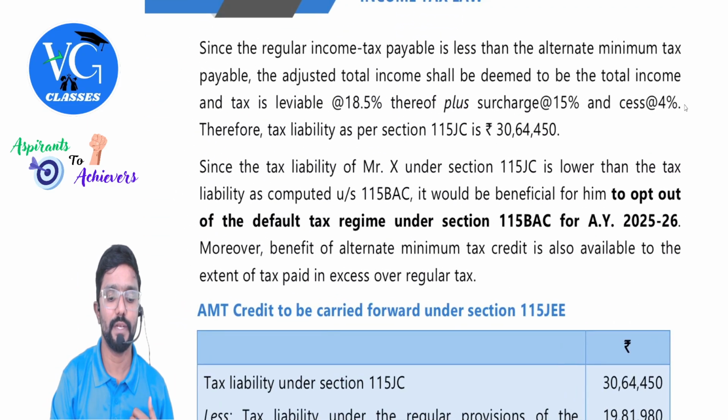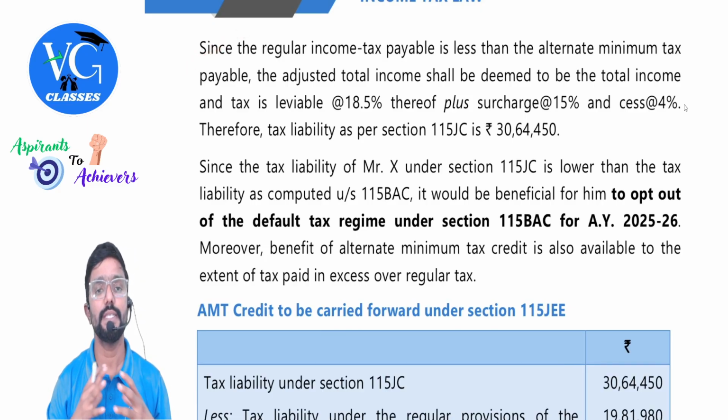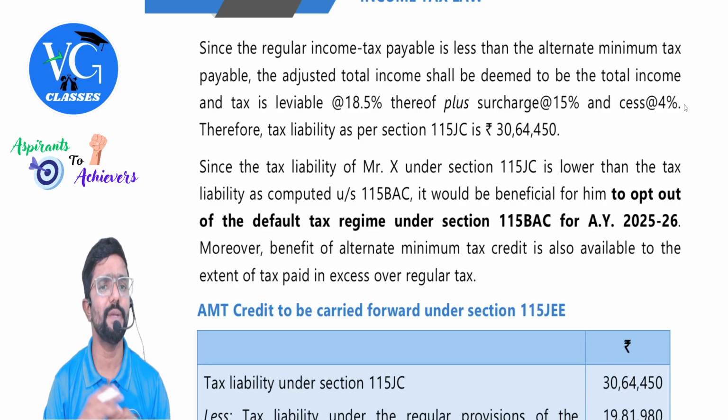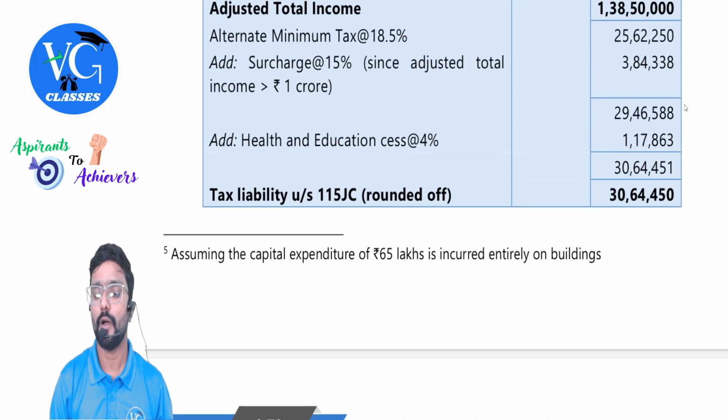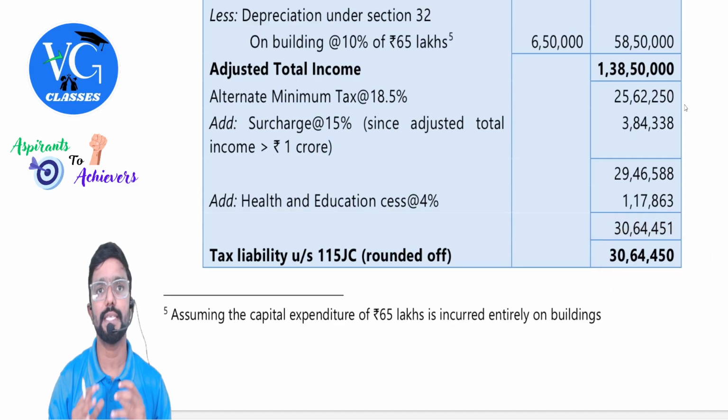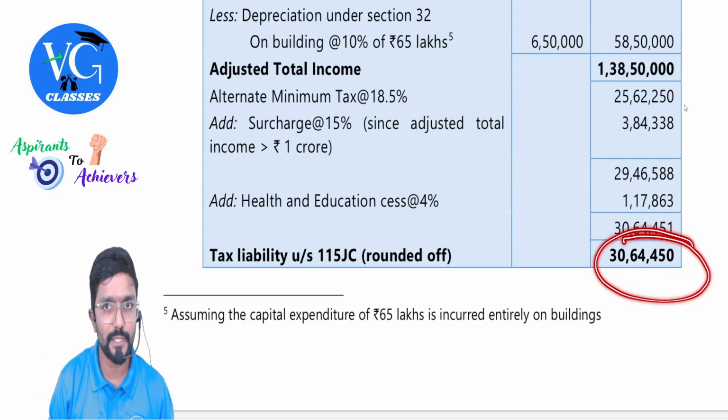You can see we are also giving the conclusion. Since the regular income tax payable is less than alternate minimum tax payable, the adjusted total income shall be deemed to be the total income and tax is leviable at 18.5% thereof plus surcharge 15% and cess 4%. Therefore, the tax liability of the assessee under optional scheme would be 30 lakh 64,450. So under optional regime is this much.